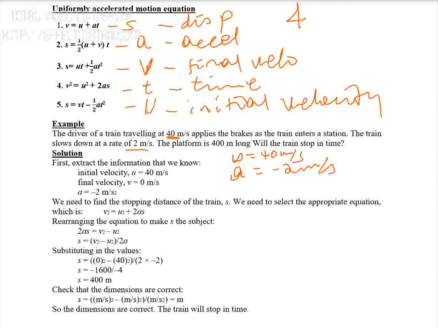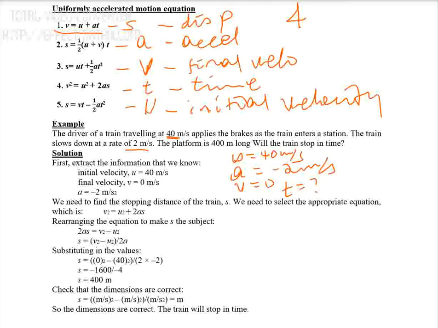And the final velocity, since finally the train is stopped, the final velocity is what? 0. And you are asked to calculate t. t is equal to how much? Therefore, what is missing? The missing one is what? s. Therefore, you will take the first equation.